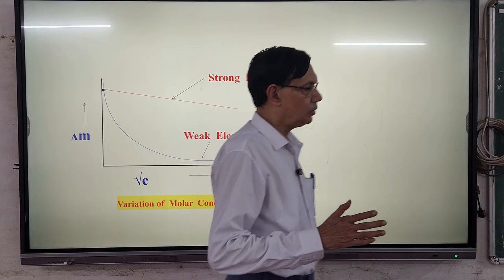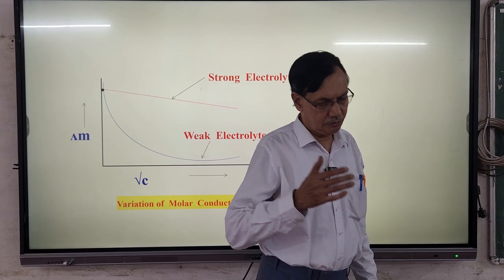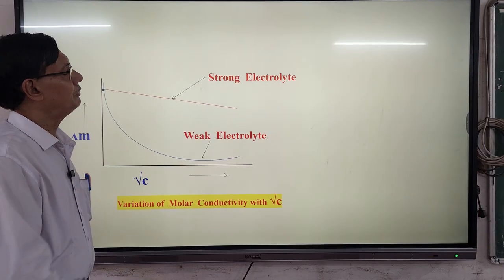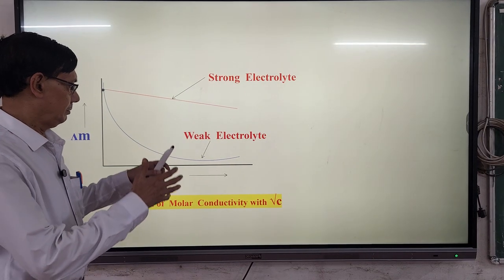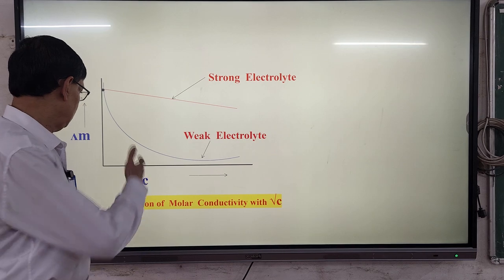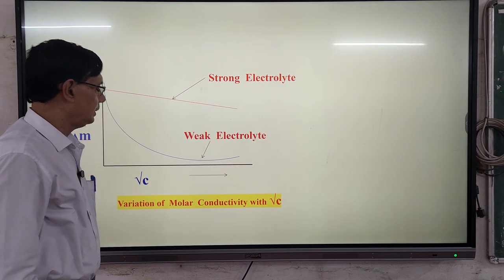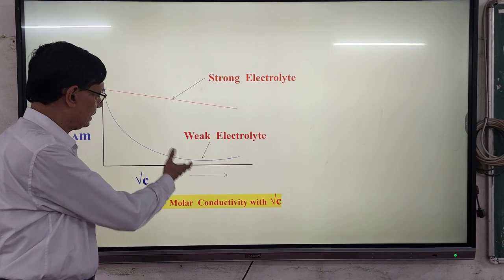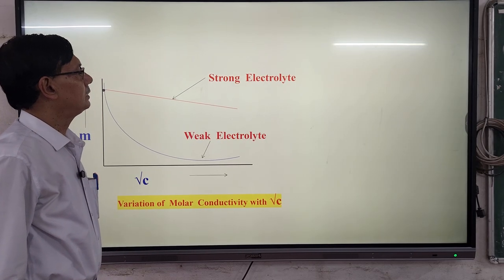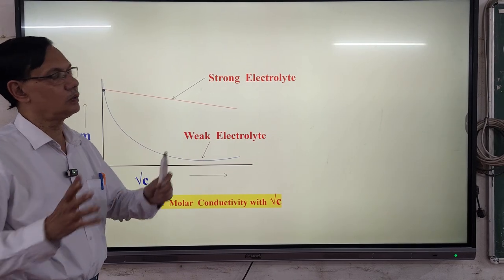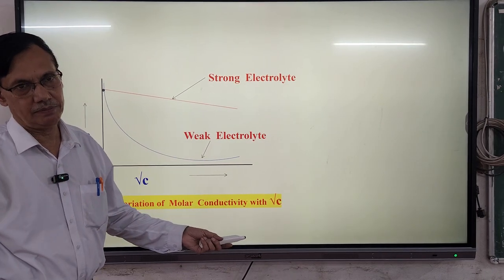derive these things, but before that, if you listened to my lecture yesterday carefully, when we plot a graph between the molar conductance and the square root of the concentration of the electrolytes, the nature of the weak electrolyte and strong electrolytes are entirely different.